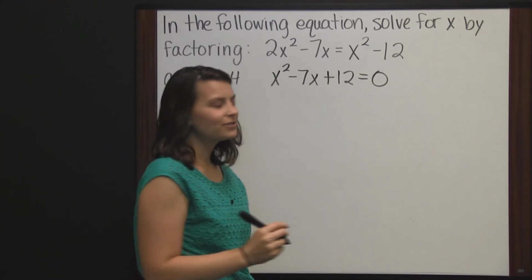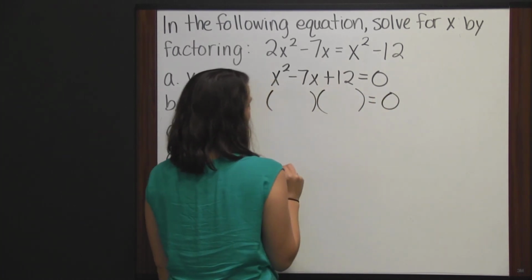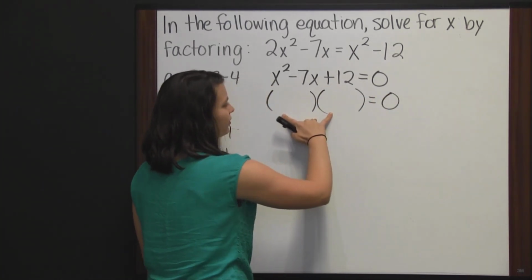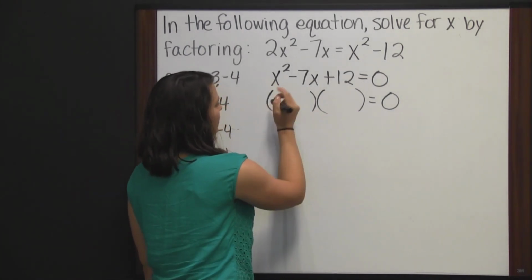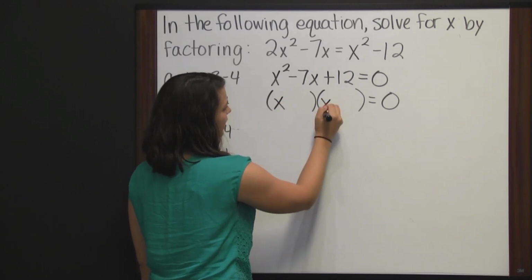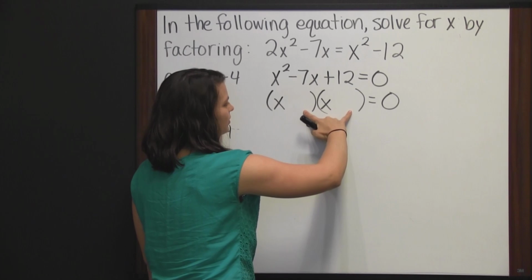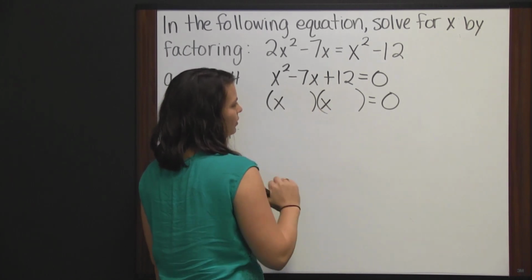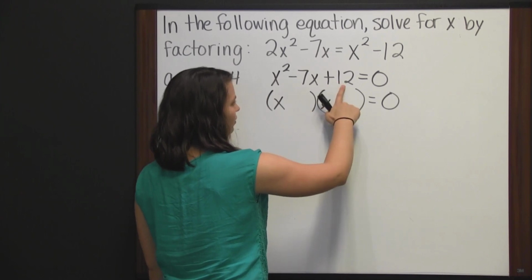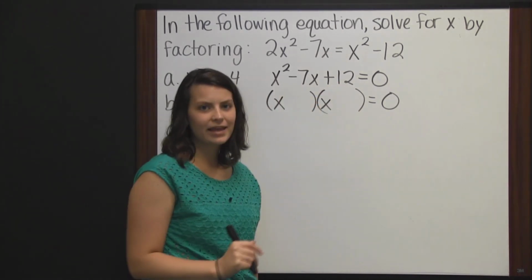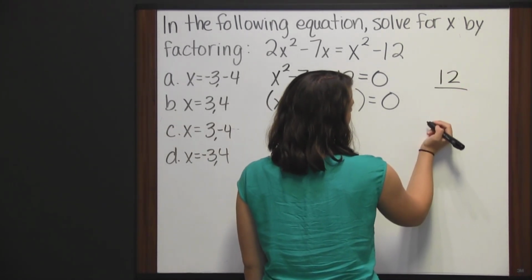Now we're ready to factor. So I have a binomial and a binomial equals 0. I know my first term in each binomial is x, because x times x gives me x squared. To find the second numbers in each binomial, these numbers must be factors of 12 that add to be negative 7. Let's start by looking at the factors of 12.